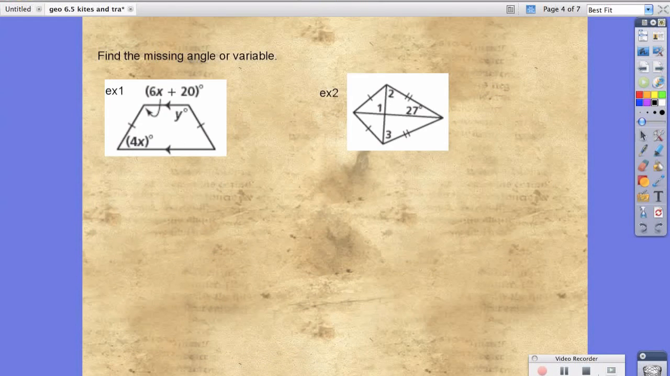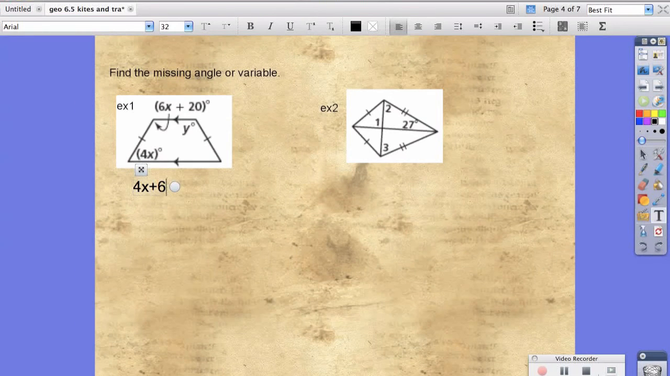So in example 1, we have an isosceles trapezoid. And because the two left angles are supplementary, we have 4x plus 6x plus 20 equals 180. We have 10x plus 20 equals 180. We're going to subtract 20 from both sides. We get 10x equals 160 and x equals 16.